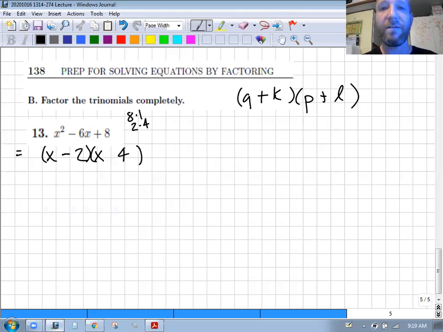But if they're both negative, a negative 2 times a negative 4 gives me a positive 8. And I got a negative 2x and a negative 4x that add together to give me the negative 6x. Y'all see that? So whenever you have trinomials like this, if they're nice to you, you can look for 2 numbers that multiply to give you this, that add to give you that. All right? This was one of the easier ones.